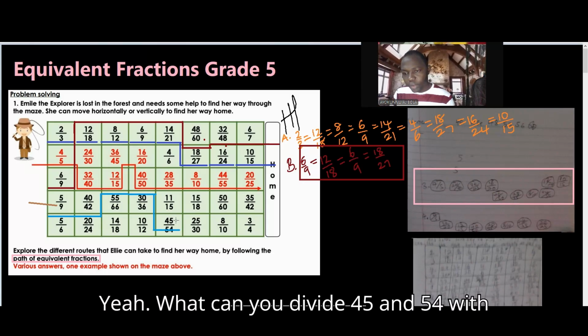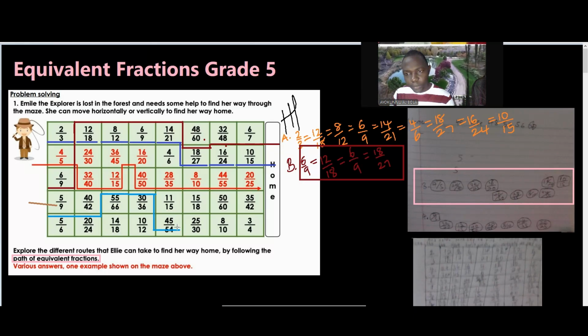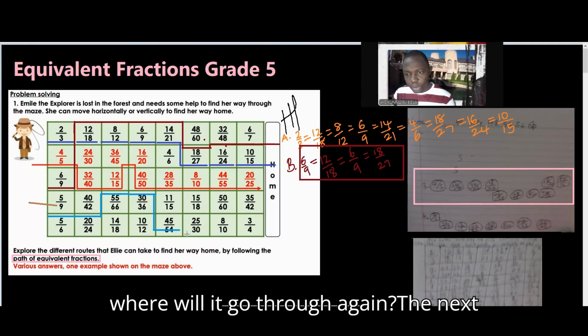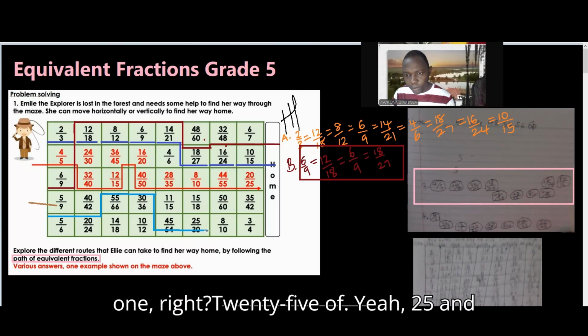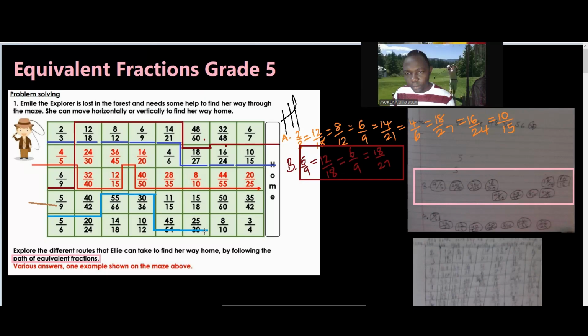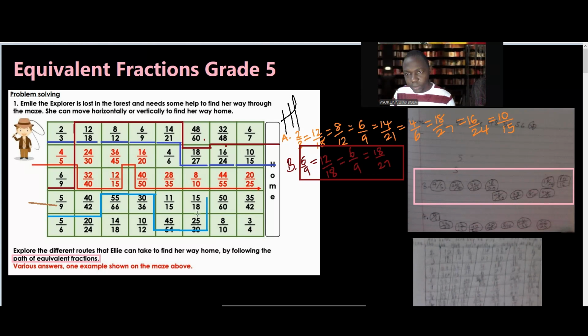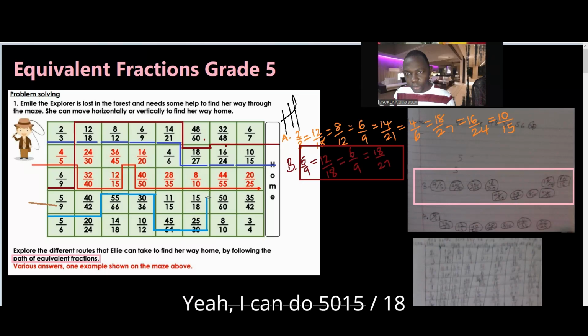What can you divide 45 and 54 with to get 5 over 6? That's 9. Then where will it go through again? The next one, right? 25 over 30. Where again? 50 over 60. 15 over 18, right? Divide by 3, you get 5 over 6.